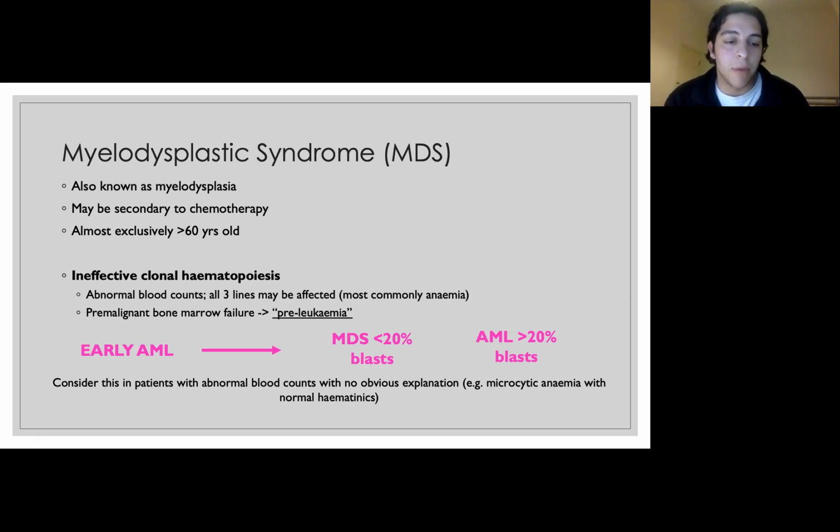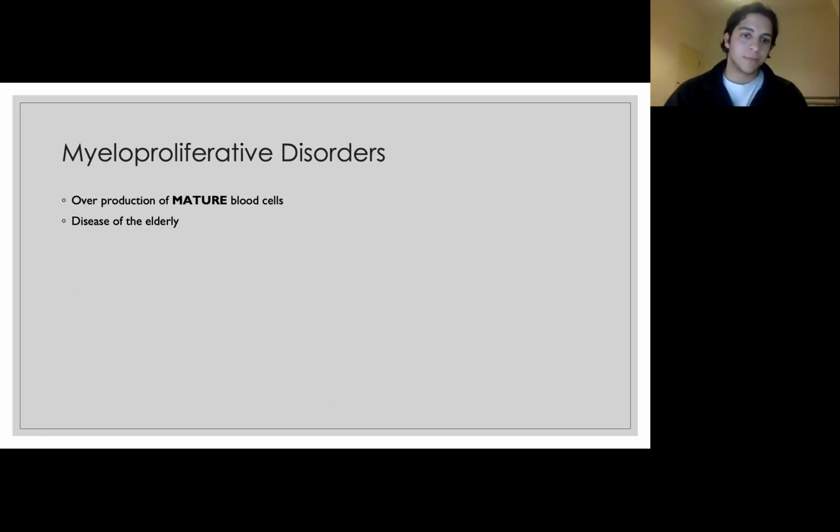Okay, so you might want to consider this in patients with abnormal blood counts with no obvious explanation. So everything else in their blood suggests that there's no other abnormality. There's a wide spectrum of disease, and severity and treatment varies depending on this. A lot of patients end up dying before this transforms to AML, so treatment can be controversial. But if there's anything to take home from MDS, remember it as a kind of a pre-AML, and the 20% cutoff. So if it's less than 20% blast, it's MDS. If it's more than 20%, it's acute myeloid leukemia. So that's MDS.